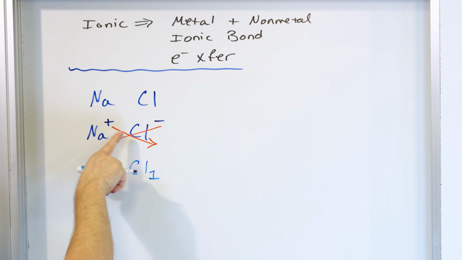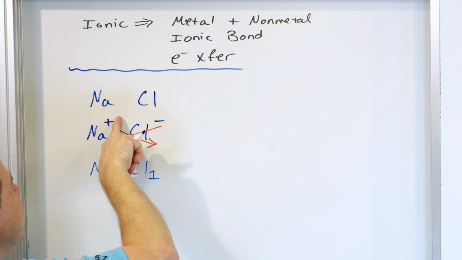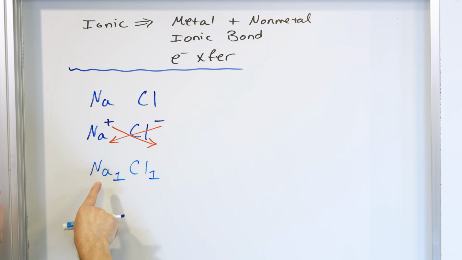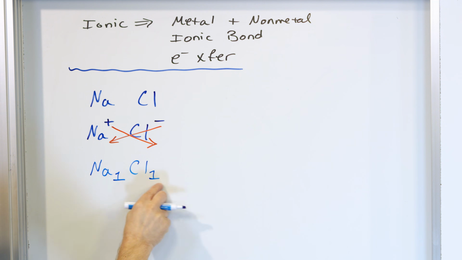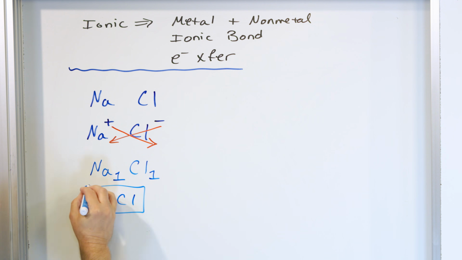Cl1. So what you do to figure out what compound is formed is you ignore the signs and you take the numbers. 1 goes down here, 1 goes down here: sodium 1, chlorine 1, and when you have 1s, you can drop them and you can say NaCl. This is what is going to be formed.